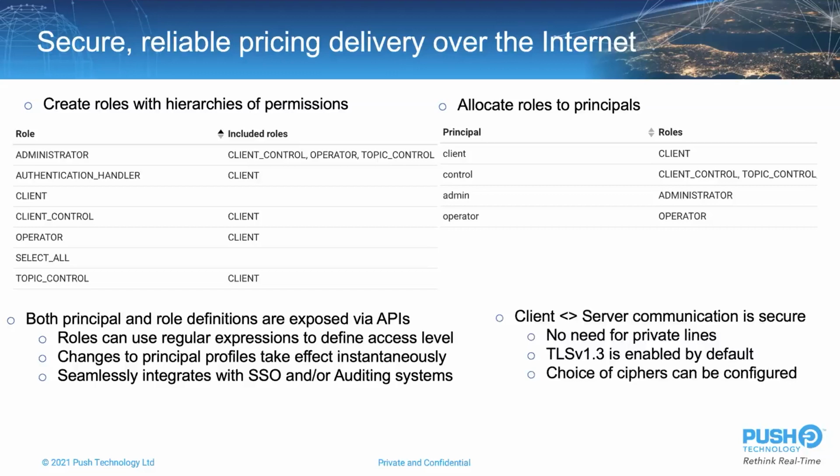And crucially, a point around security is that at the network level, all client-server communication is secured via TLS 1.3. The choice of ciphers used to encrypt the data is completely configurable. This means that there is no need for private lines. We can use this over the internet. It's completely encrypted with the most secure encryption technologies today.